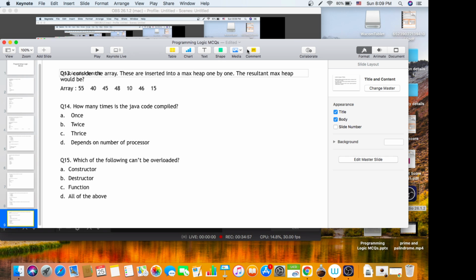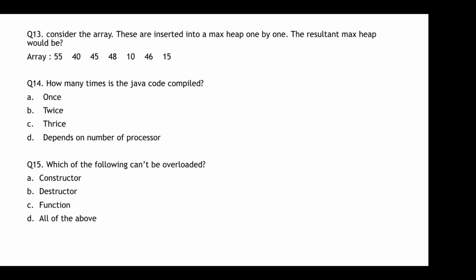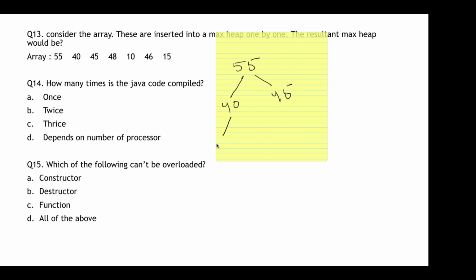Now let's consider this. You see this is 55. This is the first node. Okay. Now my left child will be filled with 40, the right child will be filled with 45. Okay. Now I can see that both the nodes are smaller compared to the parent node, so it's okay. Now I move on. Then it says 48, then it says 10. Now wait. Now you see this is 40, this is 48. So the parent node is smaller than the child node. So what will happen? A swap will happen.